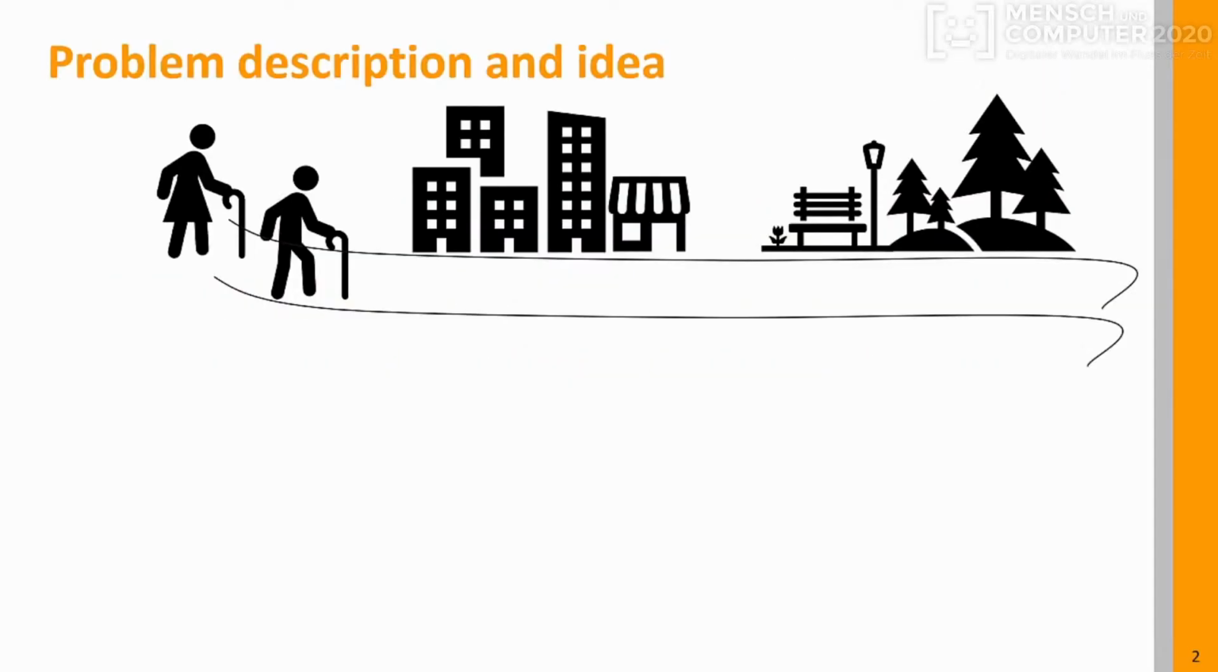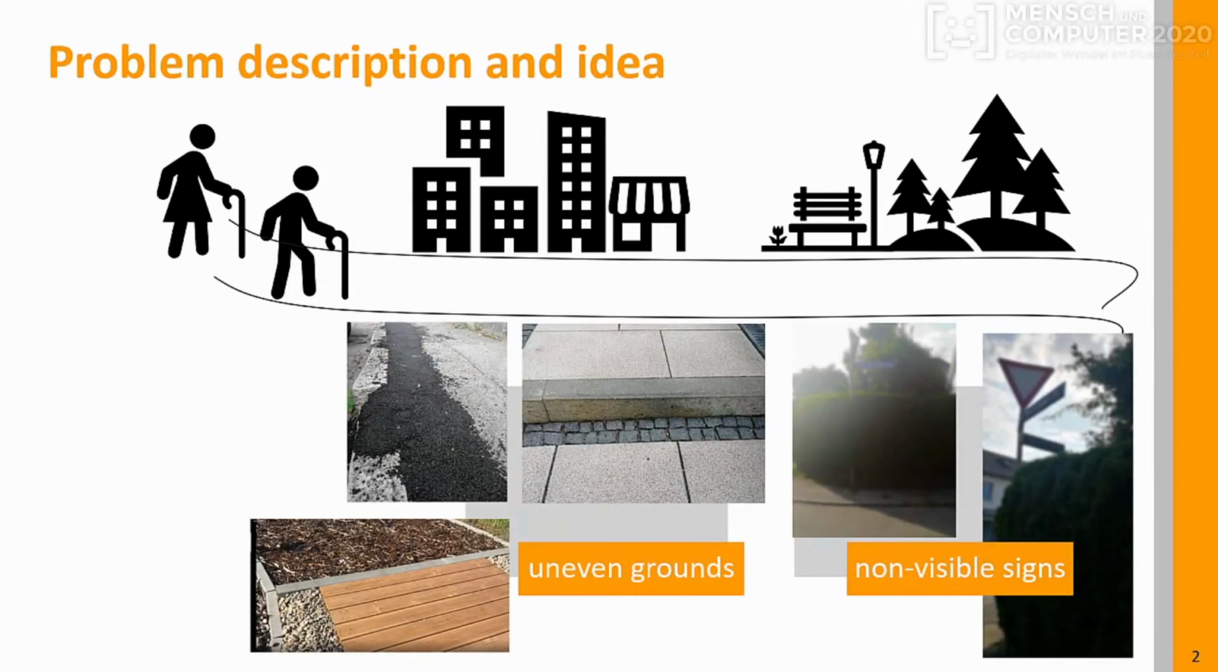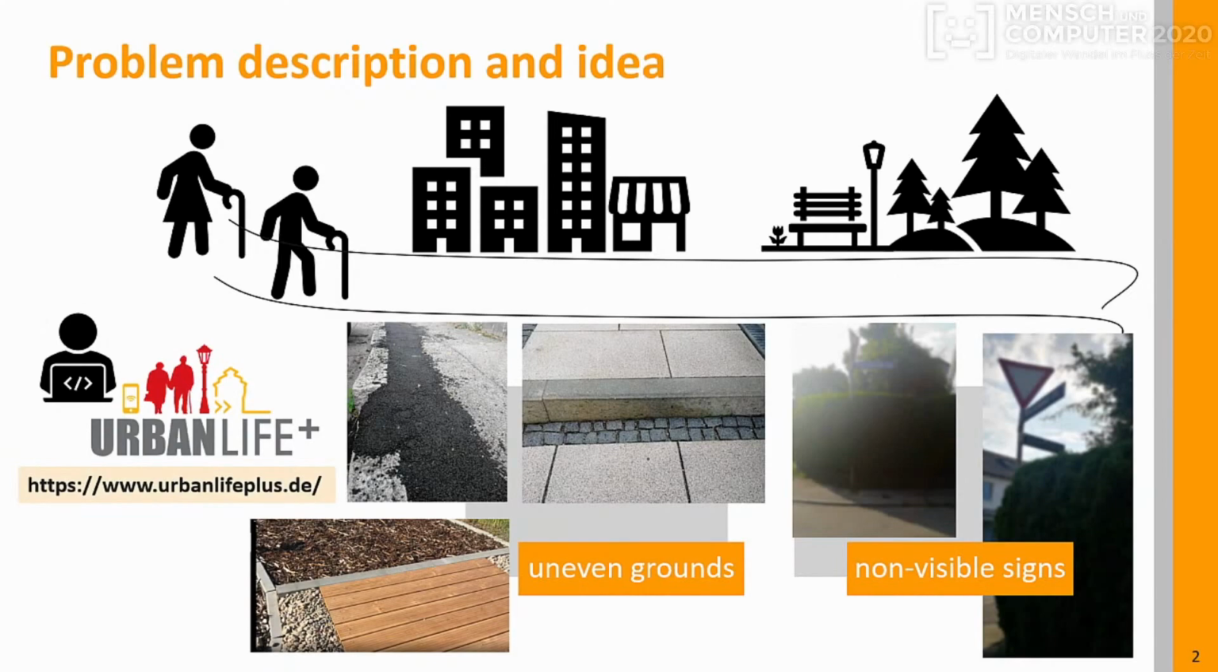Senior citizens face challenges during activities in urban space, like uneven grounds or non-visible signs. To help and motivate them pursuing outdoor activities, we propose a network of micro and macro information radiators to increase their feeling of safety. Concerning this topic, we collaborate and develop smart urban objects such as information radiators with various partners in the research project Urban Life Plus.